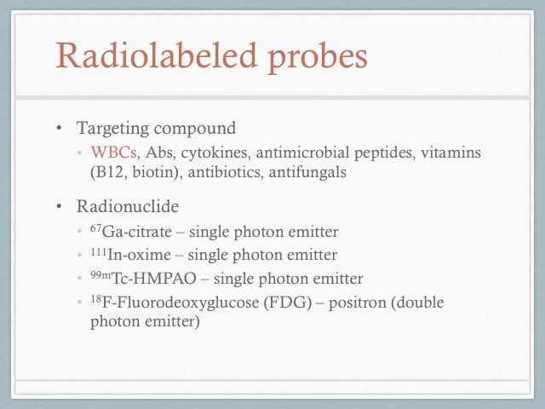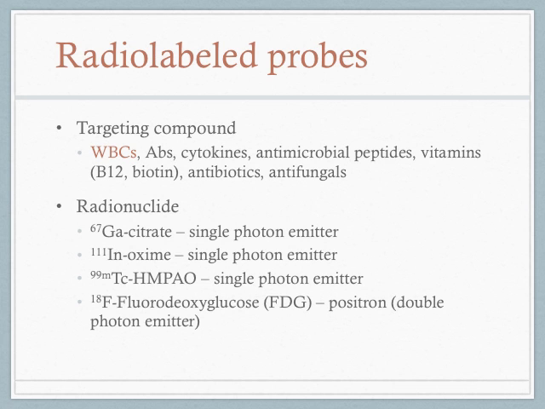So one of the most commonly used at this point are white blood cells as the targeting compound, and those are usually attached with indium 111 or technetium. They have tagged other compounds with radionuclides, such as antibodies, cytokines, antimicrobial peptides. They've tagged vitamins, B12 and biotin. They've tagged antibiotics and antifungals, but at this point, those are still pretty experimental.